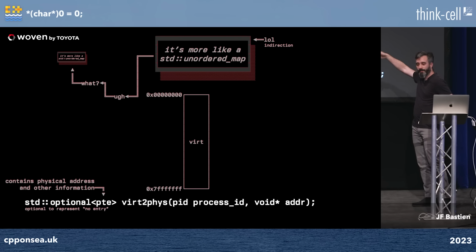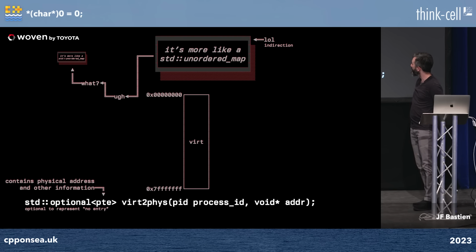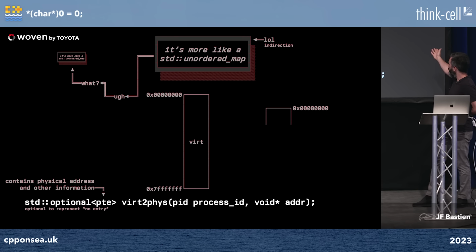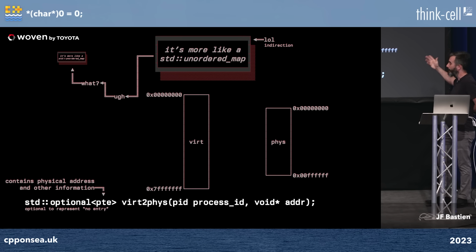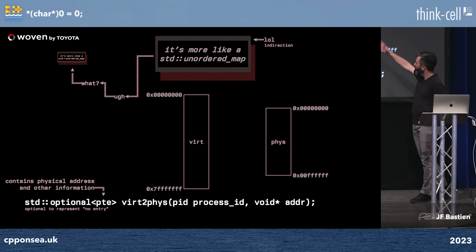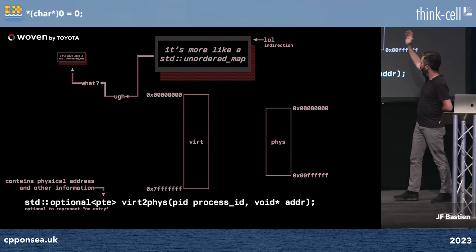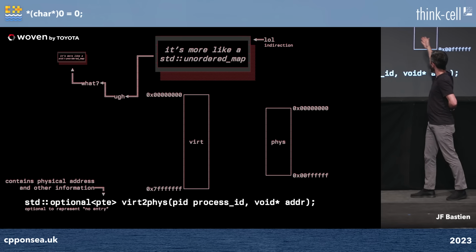So in this case, I decided to just draw 32 bits because I'm lazy. So you go from 0 up to 7FFFF for virtual memory. And on the other side, you have physical memory, and I don't know how much RAM you have on your machines, but I don't have that much on my 32-bit machine, so it goes up to there, right? So you have a bunch of virtual memory for every process. Every process has one of these and maps onto that, right?